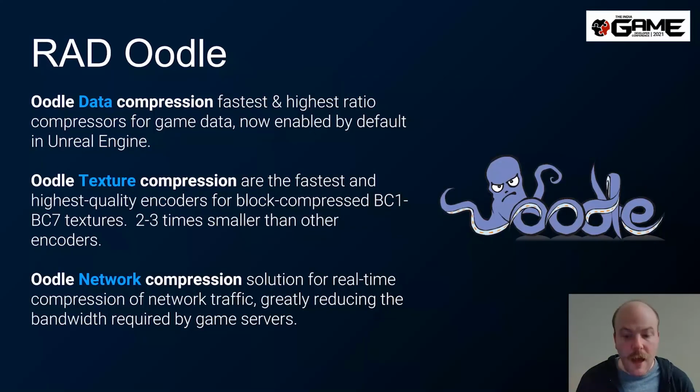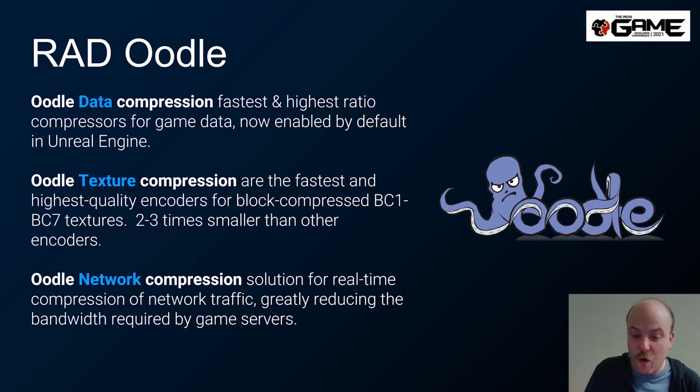So please do. Epic has recently acquired RAD Game Tools, which has added a whole arsenal to the engine, thanks to their amazing work. With RAD's Oodle tools, such as Oodle Data compression, we now have the fastest and highest ratio of compression for game data. This is now enabled by default in Unreal 4.27. We have Oodle Texture compression, which is 2 to 3 times smaller than other encoders, which is incredible. And Oodle Network compression, which is a solution for real-time compression of network traffic.